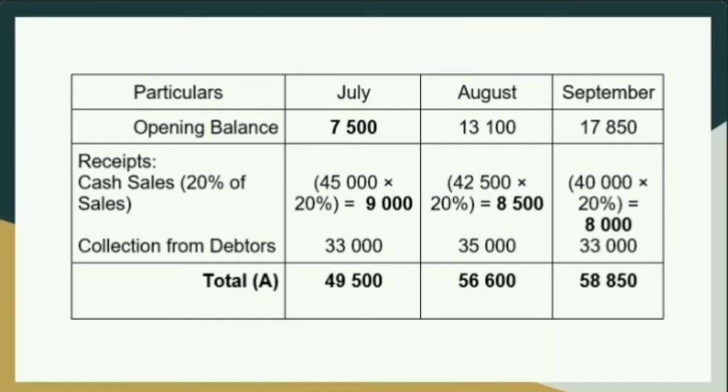Collection from debtors, 33,000, 35,000, and 33,000. So, makita nimo sa table later kung giunsa siya, ngano ana nga amount ang nakuha. So, sa total, i-add ang opening balance, cash sales, ug collection from debtors. So, mahimo ng 49,500, 56,600, and 58,850. So, na-add na nato atong opening balance ug ang cash inflows or ang mga cash nga misulod sa atong business.